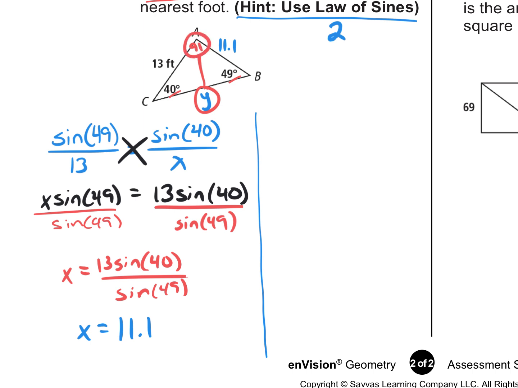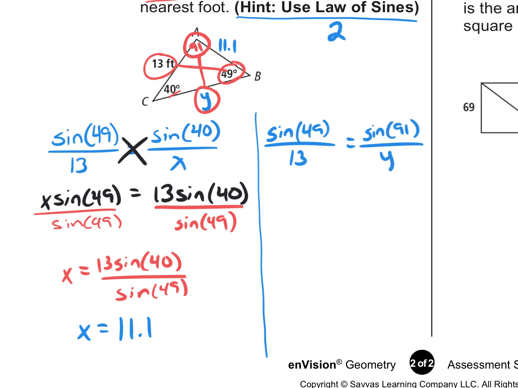Now, a really good question that I had is, does it matter which one of these I pick? What's the answer to that? It does not matter. I'm just going to stick with 13 and 49. But if you picked the other pair, it will still work out. Okay, so if I start with this, sine of 49 over 13 equals sine of 91 over y. Cross multiply. We get y sine 49 equals 13 sine 91.